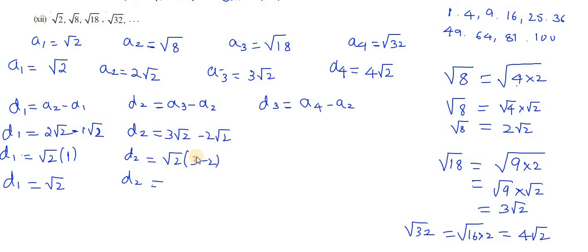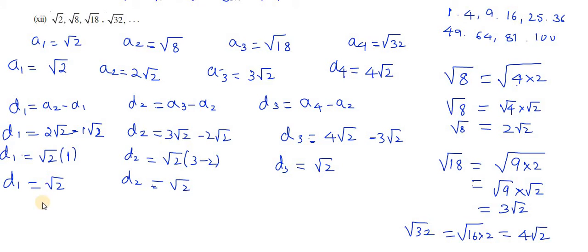So d2 is equal to square root of 2 into 3 minus 2. 3 minus 2 is nothing but 1, so you can write here root 2. Yes, you got d2 also the same, and d3 also will be the same. So that is root 2. What is that? 4 root 2 minus 3 root 2. So therefore d3 is equal to 4 minus 3, which is nothing but 1 root 2. 1 times root 2 is nothing but root 2.